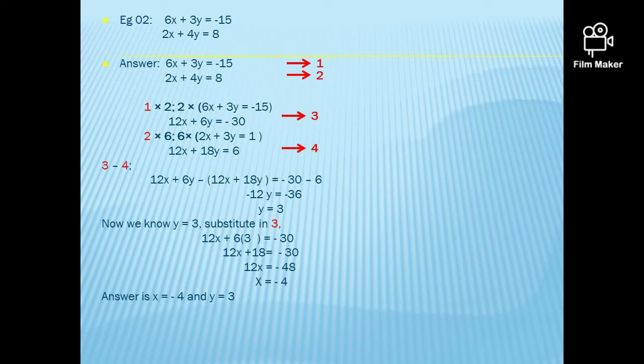Substitute y equals 3 in any of the equations, it doesn't matter, as I mentioned before, 1, 2, 3 or 4. I prefer to substitute in the third equation. Then 12x plus 6 into 3 equals minus 30. With that you obtain the answer x equals minus 4. Hopefully you can understand this simplification. There you get the answer x equals minus 4 and y equals 3.